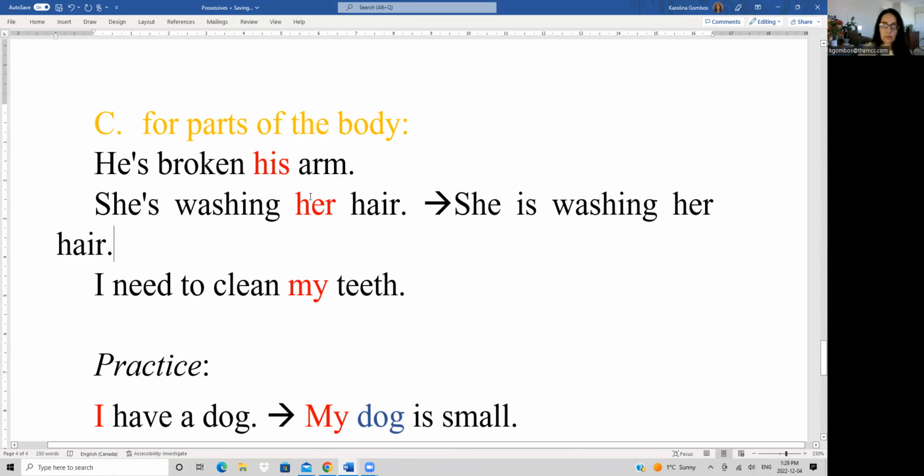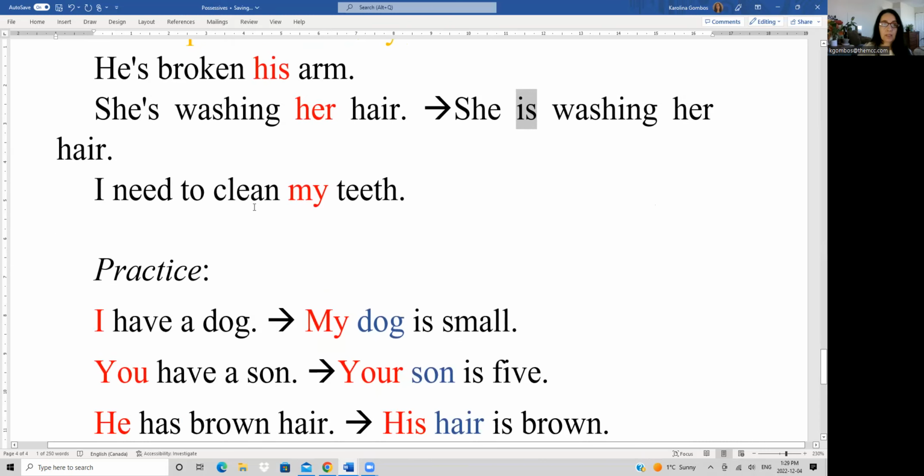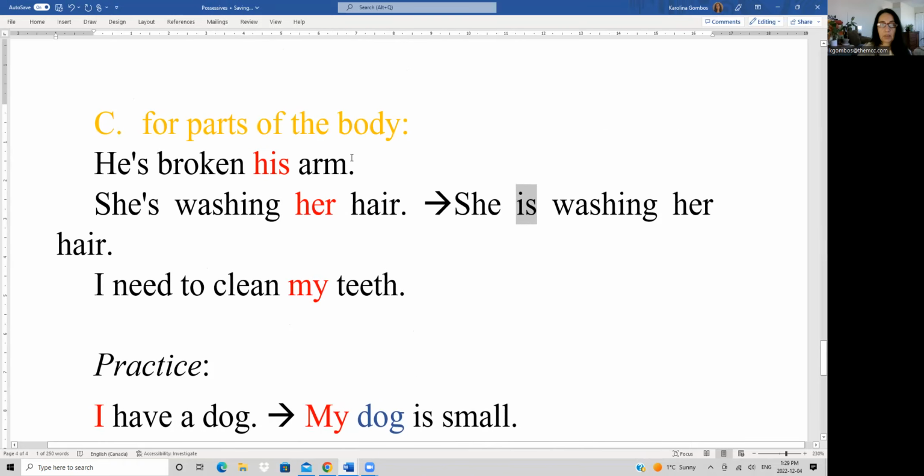So this apostrophe S is not the possession. This one is she is. It's the verb to be. I need to clean my teeth. Okay, like parts of the body.